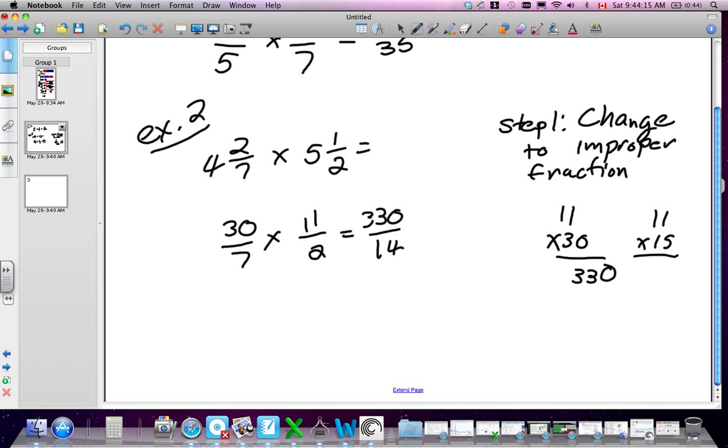Now I can reduce this. Maybe they tell us to reduce it. I can divide both of them by what? By 14? No, 14 won't go in. Let's go with simple, easy numbers. What's an easy one that will go into both of them? 2. Yeah, they're both even numbers, so we can divide both by 2 to reduce. So the bottom one, what's 14 divided by 2? 7.